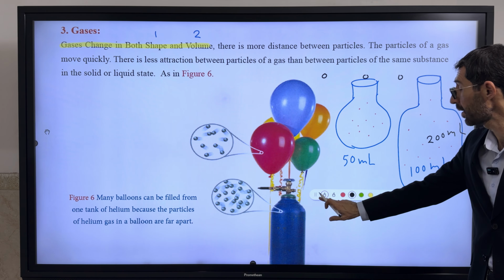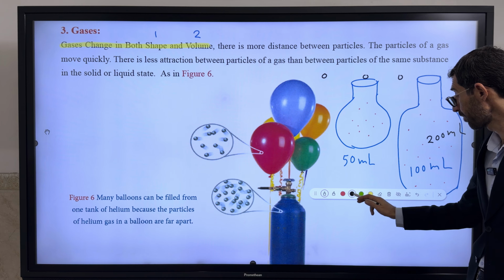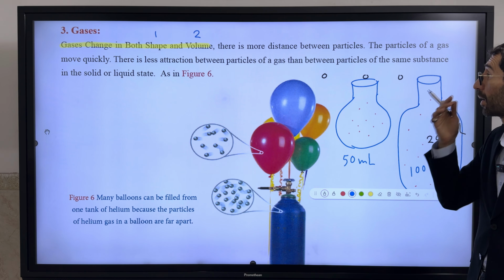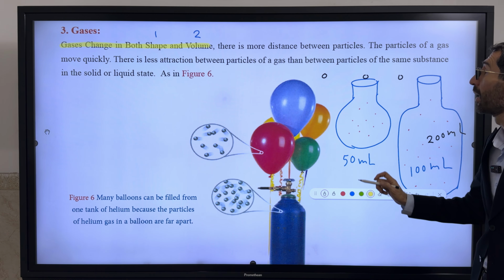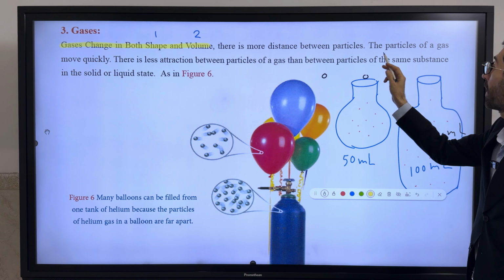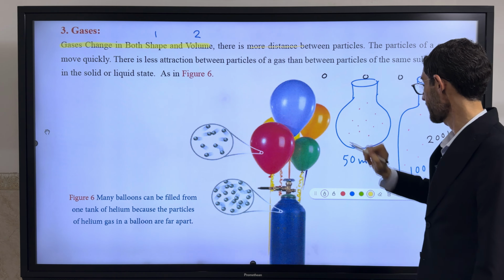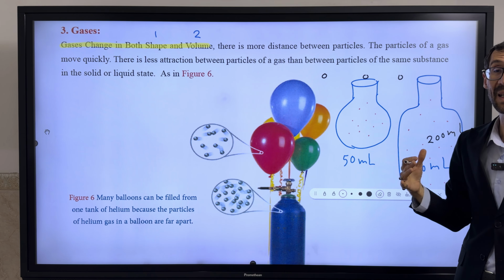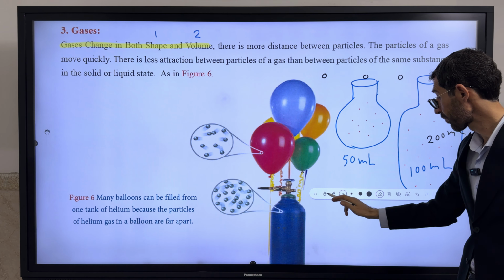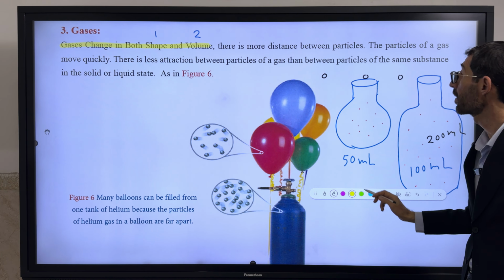Right. Let's move on to the third information. So there is more distance between particles of gases. What's the more distance? I explained it for you. There's a big gap between two neighboring particles. That's why there's more distance between the particles. This is the third property.